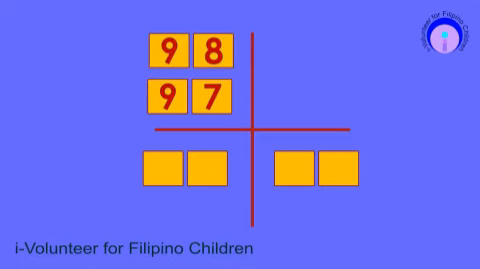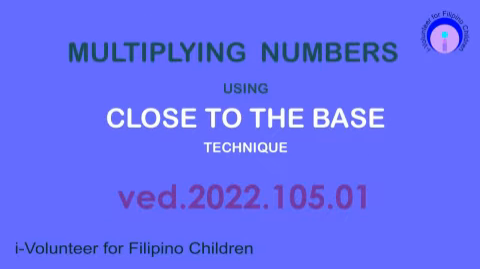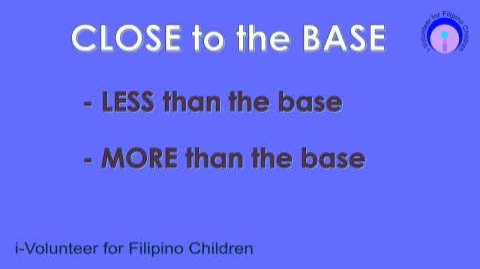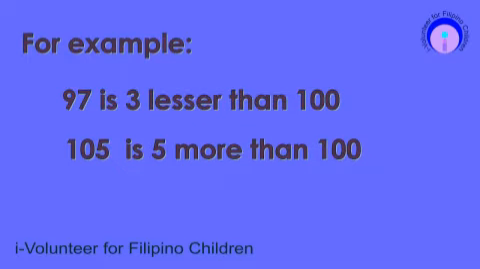Good day, kids! Can you find the product of this number in just a few seconds? That will be our lesson for today. In this lesson, we will be using close to the base technique in order to multiply numbers. A multiplicand or multiplier is a number that can be less or more to the base. For example, 97 is 3 units away from 100, whereas 105 is 5 units more or farther from 100.